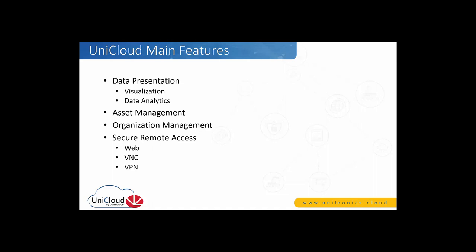Secure remote access is also available in the form of web service, VNC, and VPN. I will cover VNC shortly. I would like to take VPN one step further. VPN is able to create a secure tunnel into the controller through the cloud interface. If a project or firmware needs to be updated or changed, you have the ability to use VPN to get a secure connection through your cloud account and to the controller to perform these tasks.